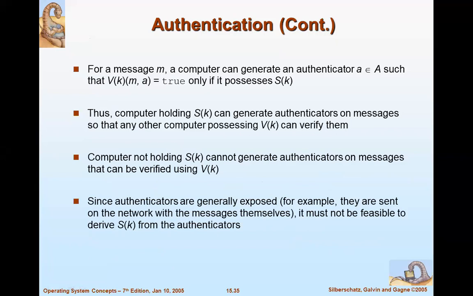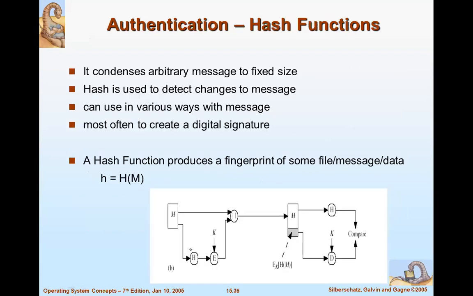A computer holding SK can generate authenticators on messages so that any other computer possessing VK for verification can verify them. The computer not holding SK cannot generate any authenticator, because it doesn't have access, and that can be verified using VK. Since authenticators are generally exposed, for example sent on the network with the message themselves, it must not be feasible to derive SK from the authenticators.